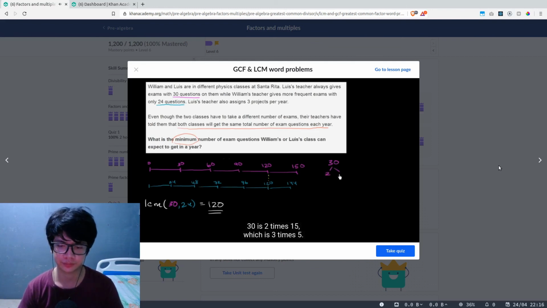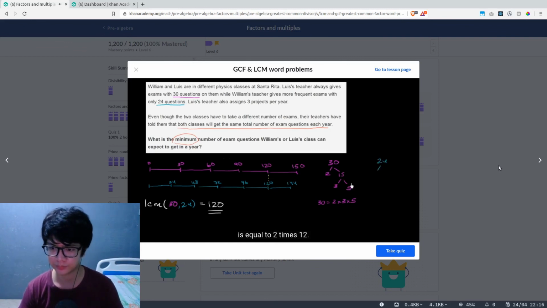30 is 2 times 15, which is 3 times 5. So we could say that 30 is equal to 2 times 3 times 5. And 24, that's a different color than that blue.